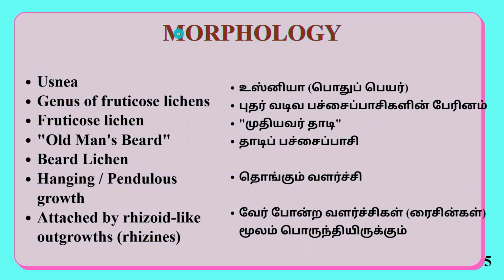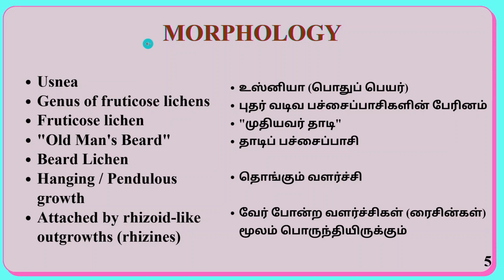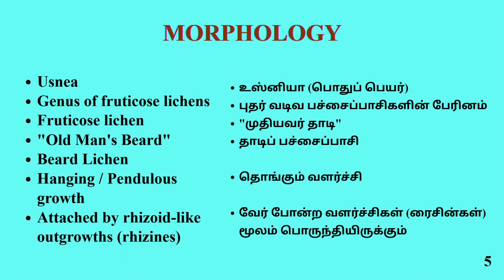So as far as the morphology is concerned, this Usnea thallus belongs to the fruticose lichens that are commonly found hanging from the branches of the trees which are present in moist, clean forests. It is popularly known as old man's beard or beard lichen due to its characteristic hair-like pendulous growth which we have seen in the previous slide, and it is attached to the trunks of the trees by rhizoid-like outgrowths which are referred to as rhizines.